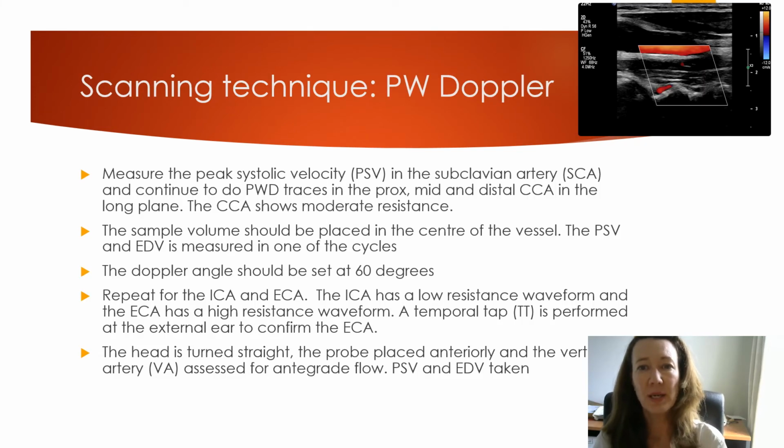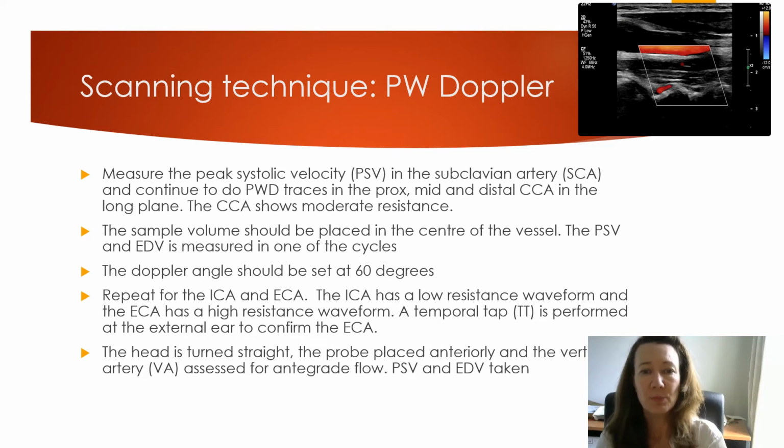We will now place the pulse wave Doppler in the vessel to measure the peak systolic velocity in the subclavian artery and continue to do the pulse wave Doppler traces in the proximal, mid and distal common carotid artery in the longitudinal plane. The common carotid shows moderate resistance, and in the next slide I will show you the difference between the CCA, ICA and ECA waveforms.